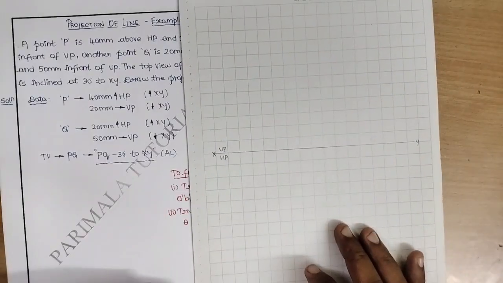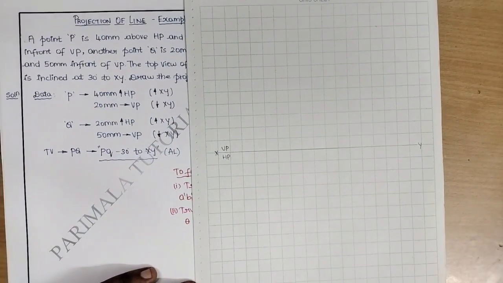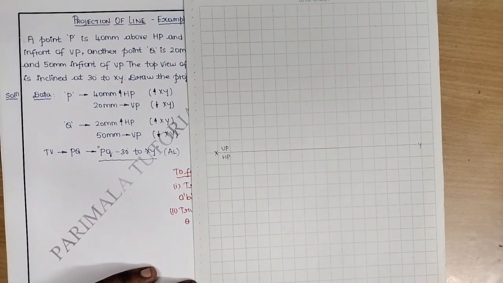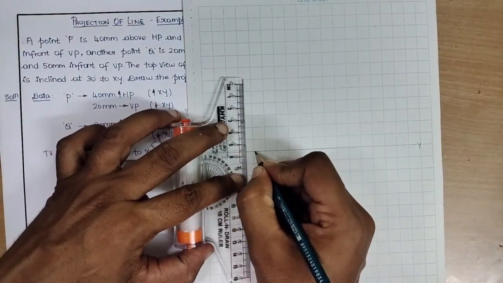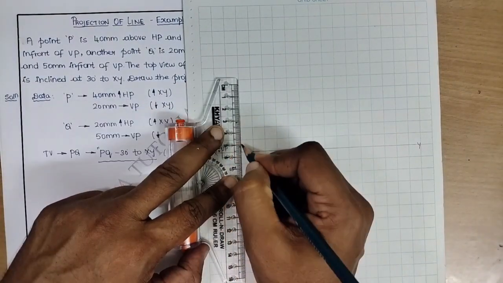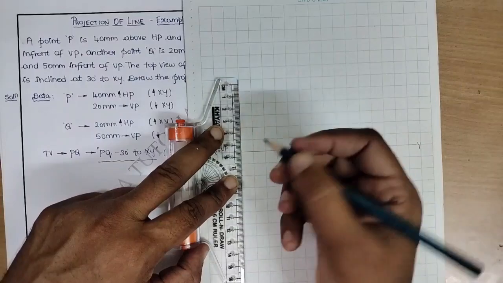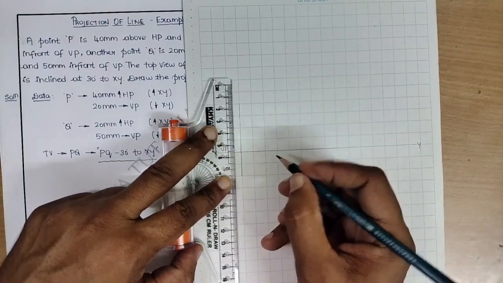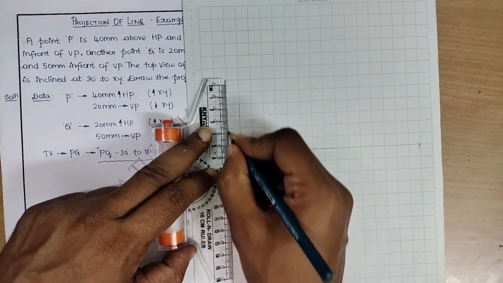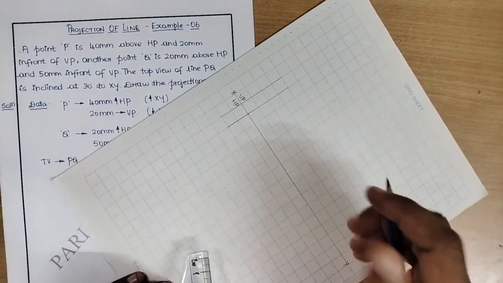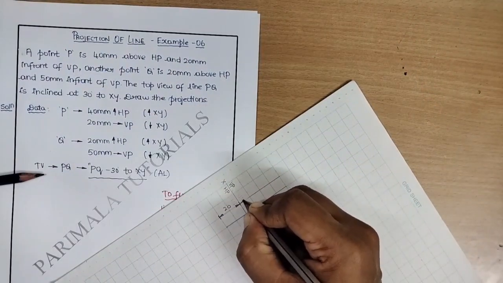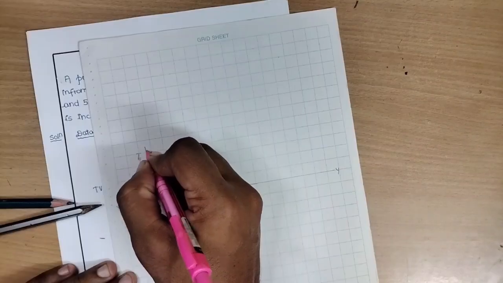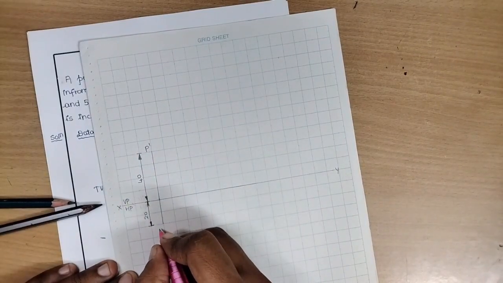Now let us see the dimensions one by one. The first thing is 40 mm above the horizontal plane. So 40 mm would go something like this. Let us cover 4 grids: 1, 2, 3, 4. Similarly 20 mm, so 2 grids. I will draw one more line for the dimension line. Let us update the dimensions immediately. This point will be P dash and this is the point P.